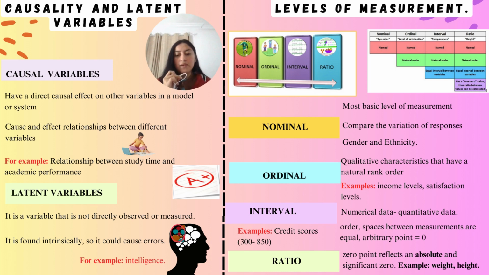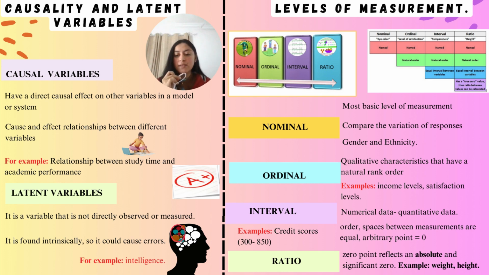And the other, ordinal. Unlike nominal data, there is a significant difference in ordering and ranking. For example, we have a clear example in income levels: low income, middle income, and high income. Another example could be satisfaction levels, for example, poor, fair, good, and excellent.